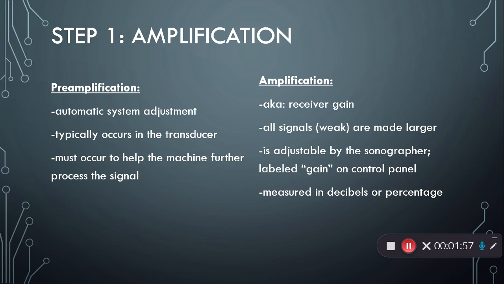First, we have amplification. There are 2 portions of it. Pre-amplification is done automatically by the machine. The weak signals are made larger. This typically occurs in the transducer and must occur so the machine can further process the signal. Then we have amplification that can be done by the sonographer. It is also known as receiver gain or gain, and this is adjusted by moving the gain knob on the control panel. It is measured in decibels or percentages.